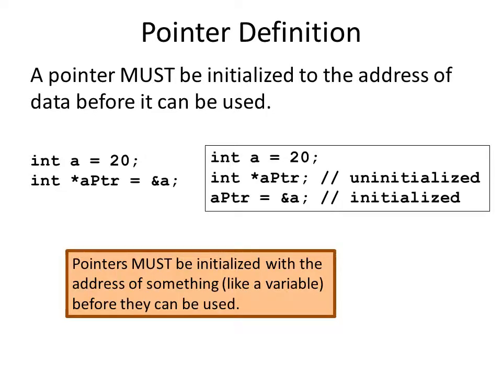A pointer must be initialized to the address of data before it can be used. I can set the address at the same time I am declaring the pointer. For example, I could say int star a_ptr equals ampersand a, or I could do it in two steps and say int star a_ptr, and then a_ptr equals the address of a.